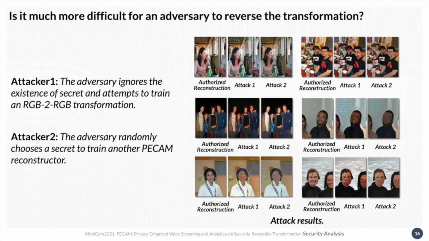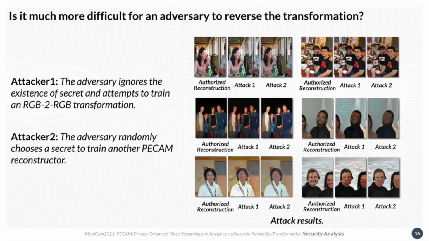Here we try to answer whether it is much more difficult for an adversary to indirectly obtain the VSAP information by reversing the transformation in unauthorized manners. We analyze the feasibility of launching the two attacks and conduct experiments to support our analysis conclusions further. In the first attack, the adversary ignores the existence of a secret key and attempts to train an RGB2RGB transformation with publicly available resources like training data and neural architectures. In the second attack, the adversary randomly chooses a secret to train another PECAM reconstructor.